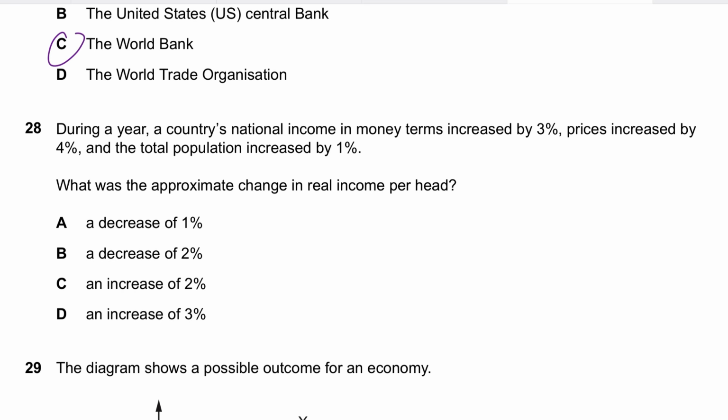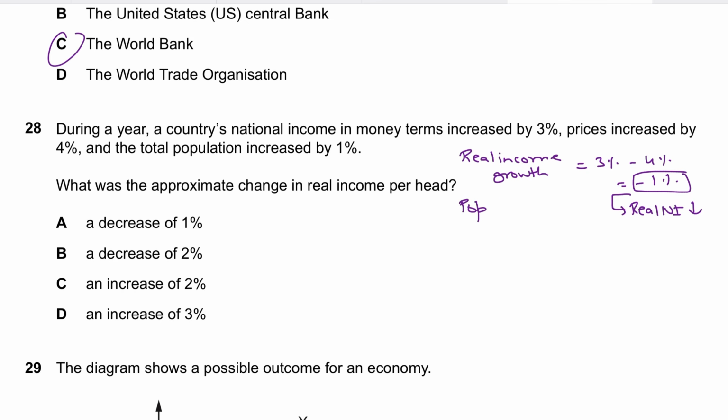Now you see, if money national income is going up by 3% and prices rising by 4%, what is the real income growth? When we say growth, we are measuring it in percentage terms. So real income growth is 3% minus 4%. So real GDP growth is going down by 1%. So real national income is falling by 1%, right? Now we need to add, you see, it says population goes up by 1%. Population goes up by 1%.